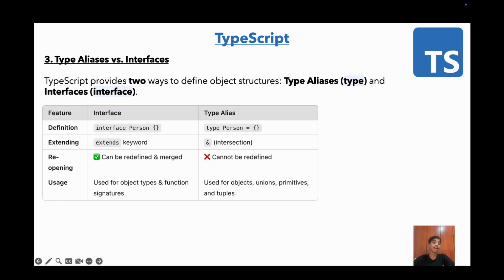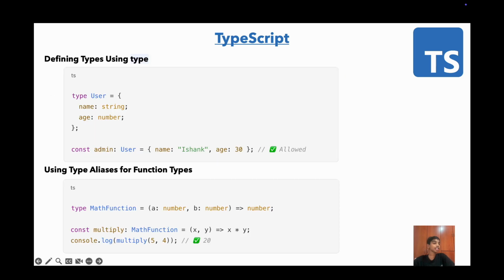But I kind of prefer type aliases more than interfaces. But if you are creating a TypeScript library, you should use interfaces rather than type aliases, because they can be redefined and merged. So now let's define a type using the type keyword. To define a type, you can just say type User equals, then brackets, name colon string and age colon.